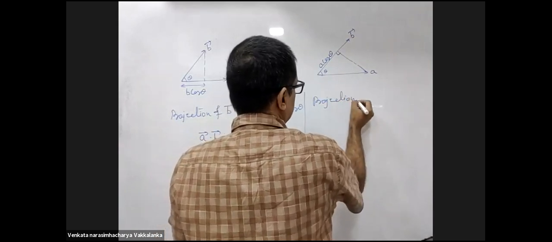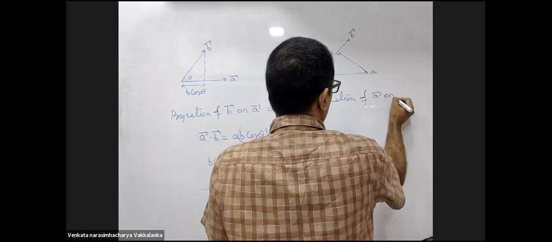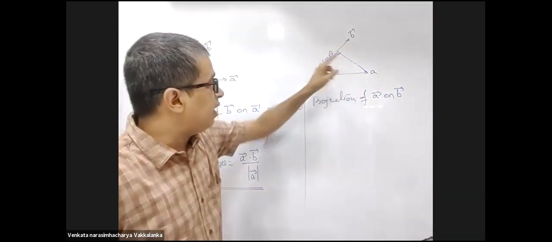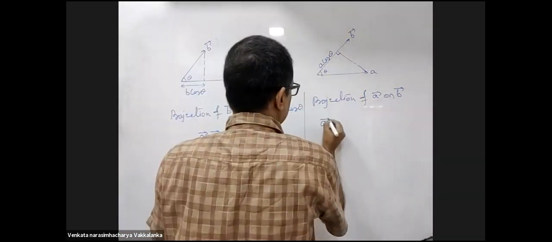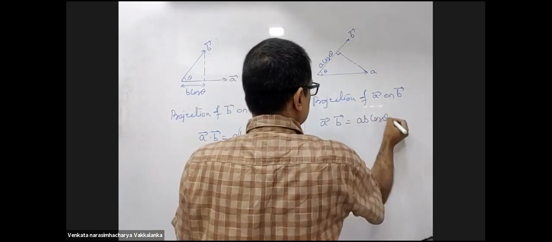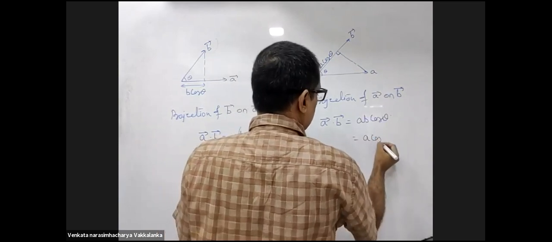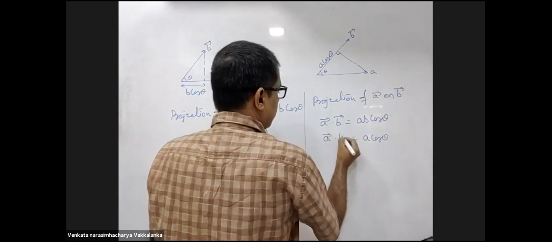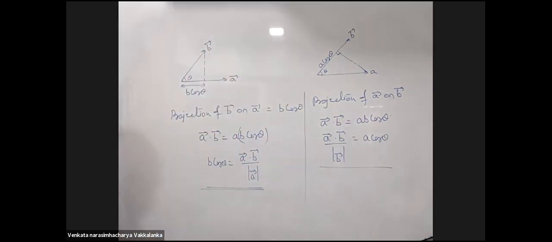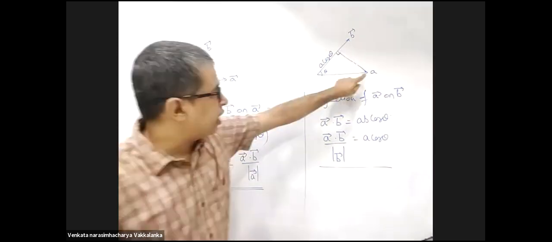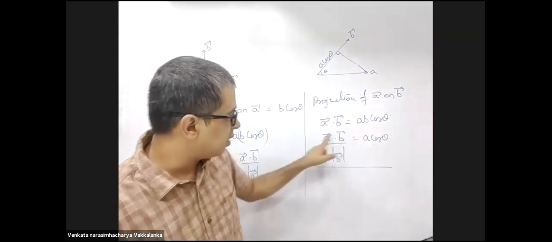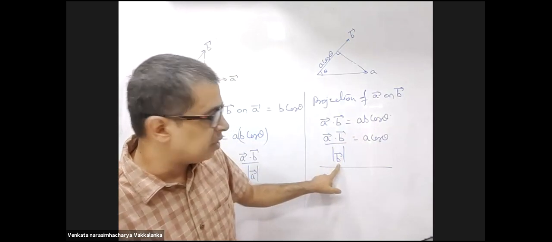Projection of A on B. A dot B is AB cos theta, and your requirement is A cos theta. This will be A dot B by the magnitude of B. Projection of A on B will be A cos theta. And how do I get A cos theta? A dot B divided by the magnitude of B.